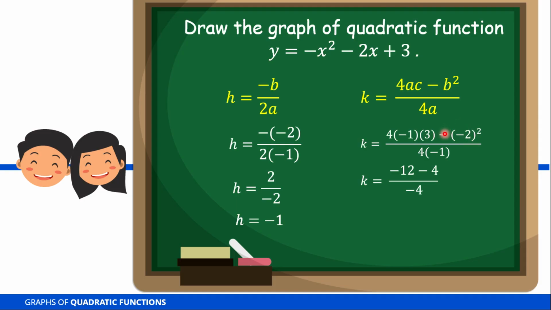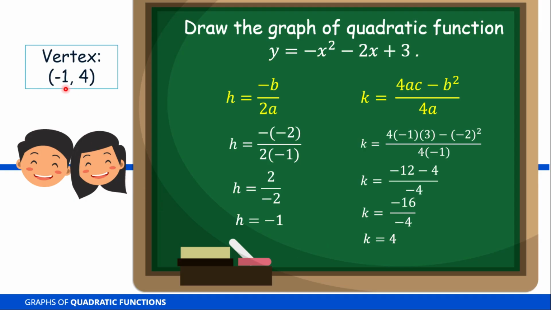I-times natin sa subtraction or negative sign dito sa labas. Magkakaroon tayo ng product na negative 4. All over 4 times negative 1, we have negative 4. And then combine yung ating nasa numerator, negative 12 and negative 4, it will become negative 16 over negative 4. Divide, negative 16 divided by negative 4 is equal to positive 4. Nakuha na natin yung values ng h and k and alam naman natin na ang vertex ay h and k. Therefore, our vertex is negative 1, positive 4.